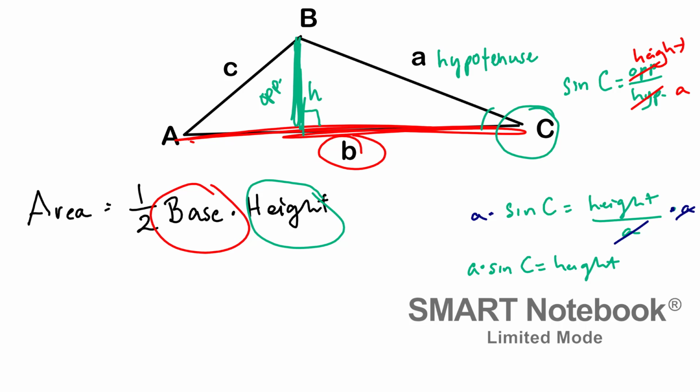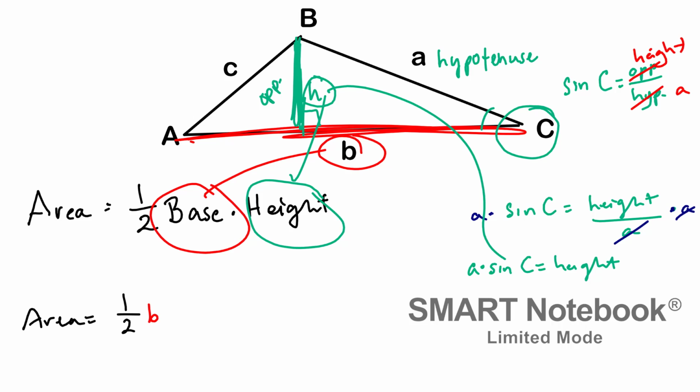Okay? So now let's go ahead and replace some things in here that we know. We know that the area is not going to change. Area stays what it is. The 1/2 is a constant number, so that stays what it is. But the base, we said that that was side B. And then the height, we said that that was going to be equal to this thing down here. A times the sine of C is equal to the height. So that means I can replace the height with A times the sine of C.